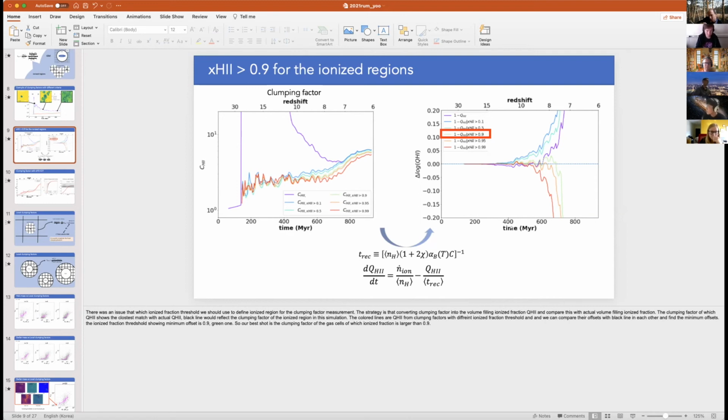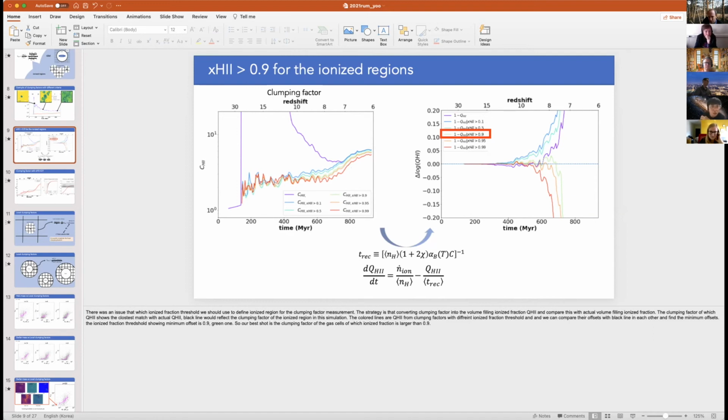I sort of expected that you want your measurement to converge to the measurement where you have no threshold when the volume is completely ionized, and this doesn't seem to be your choice. But I just misunderstand something.